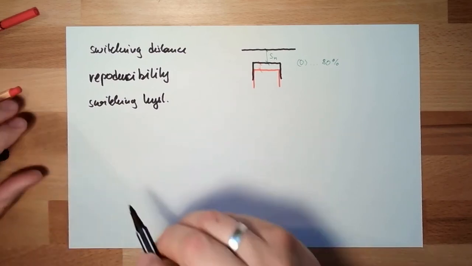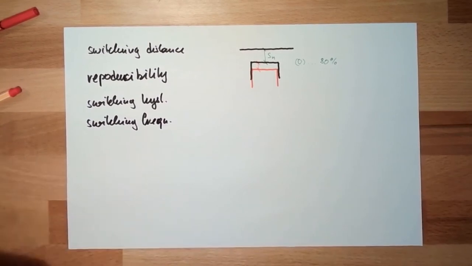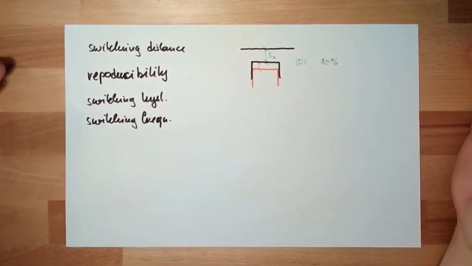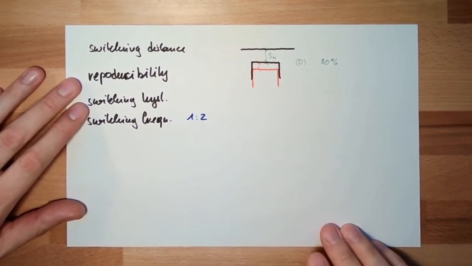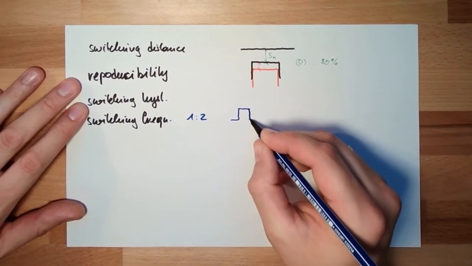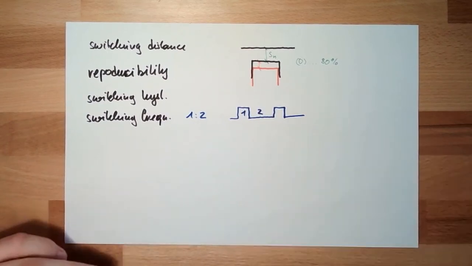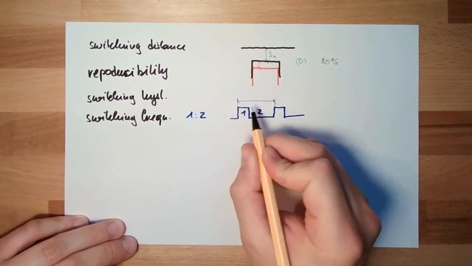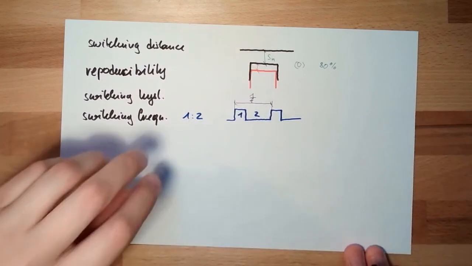And then there is the switching frequency. This says how often per second I can switch this sensor on and off. This is with a pulse width of 1 to 2. So there's an impulse, and 2 times longer there's the pause. This is 1 and this is 2, or whatever this means. In total we have the period, and this is 1 divided by f, the frequency. How high can this frequency be so that the switching can still be seen?